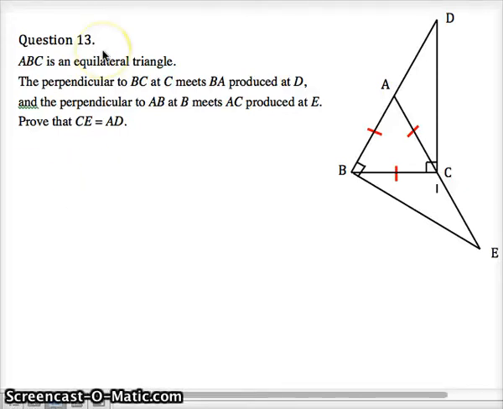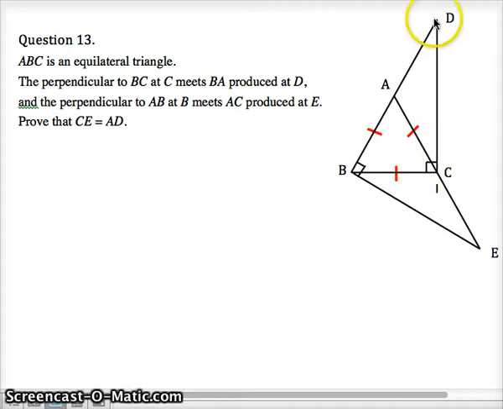This is question 13 from exercise 4.6, further applications. ABC is an equilateral triangle, so we've shown that by indicating equal sides by the little red indicators. The perpendicular to BC, now BC is the bottom of that equilateral triangle, and so the perpendicular to BC at C, so in other words at vertex C, we have a perpendicular line drawn, so BC is perpendicular to CD, so we can see the right angle there.